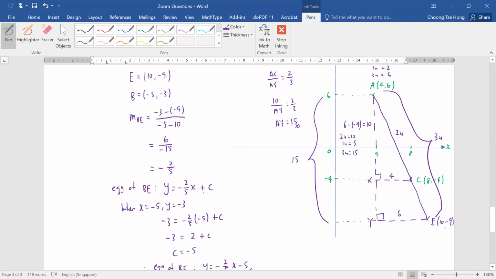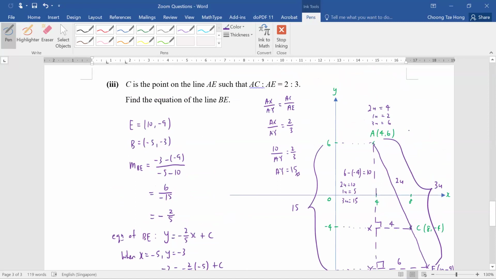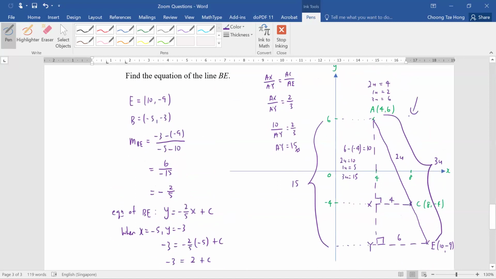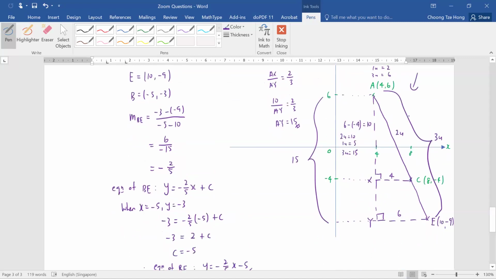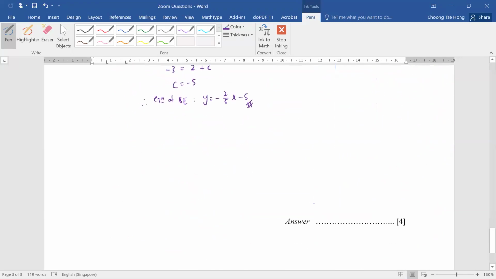Overall, for this last part, you just need to have some idea how to find the coordinates of point E. You can always use this method of similar triangles to help you find the coordinates of point E if you have a question that is similar to this. So the answer for this is y equals -2 over 5x minus 5.